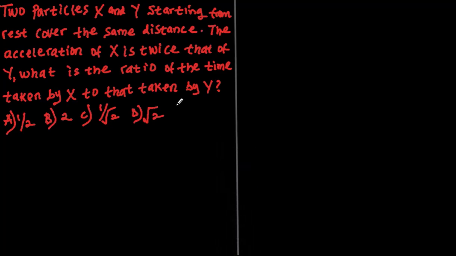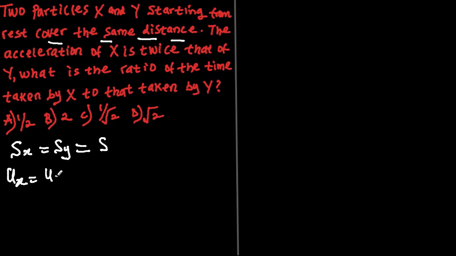In the next question, we have two particles x and y starting from rest covering the same distance. That is important. So that means the distance covered by x and y is the same. So let's put that in the equation. Distance of x is equal to distance of y, so we can just simply call it s since they are the same. Starting from rest is also important. So the initial velocity of x is equal to the initial velocity of y, and they are both equal to 0 meters per second because they are starting from rest. That part is very important.